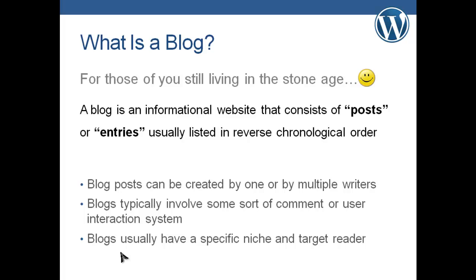Blogs usually have a specific niche and target reader. So basically, a blog will usually have a circle of topics that it will talk about. For instance, most of my blogs have to do with web technology. So I'm in the web technology niche, but I'll have topics like programming, design, SEO, internet marketing. So pretty much just a table of topics, and that's usually how most blogs are. There are some blogs that are just global and will talk about anything, but most of them have a certain topic.